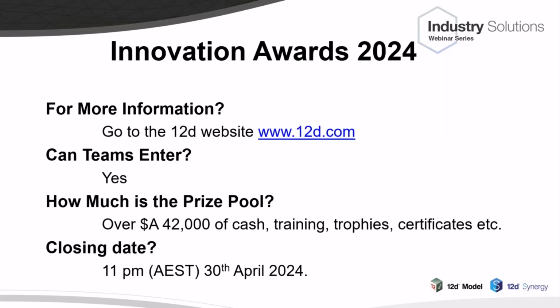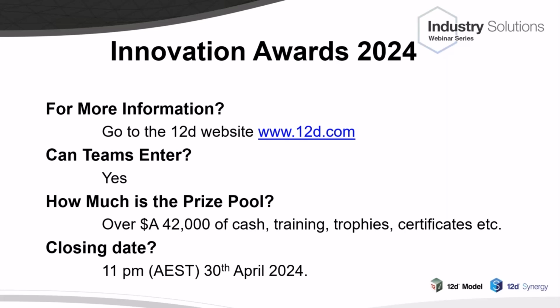Information is on our website, www.12d.com. Yes, you can enter as a team or individually, that doesn't matter. You just have to figure out how to split the money or the prizes when it's a team. It's probably about $43,000 or more of prizes now. The closing date is 11 p.m. Eastern Standard Time on 30th of April 2024.